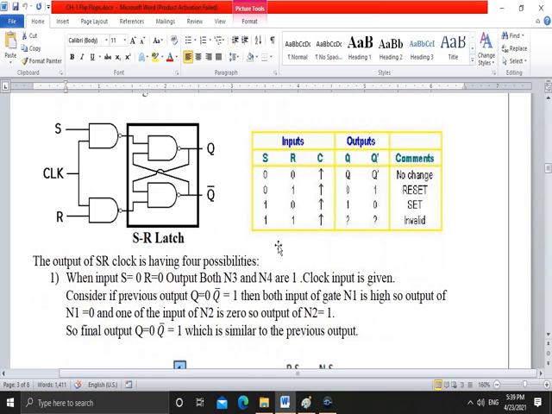We have to write this in the truth table. S equal to 1, R equal to 0, clock is applied, then Q is 1, Q bar is 0. This is set state.